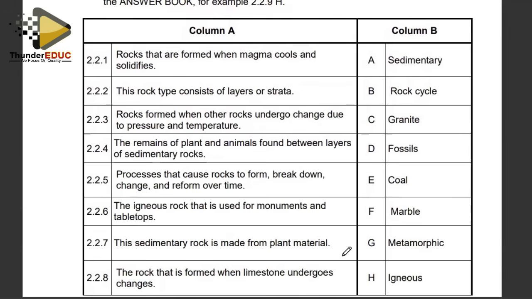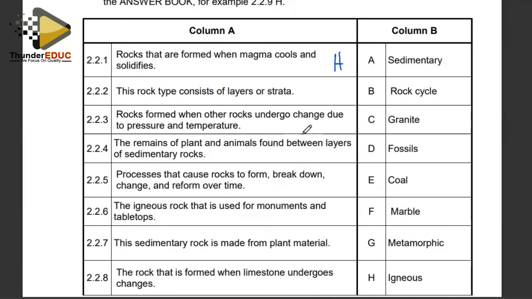Right. Number 2.2. It says rocks that are formed when magma cools and solidifies. What kind of rocks are those? Those are typically igneous rocks. The igneous rocks form due to volcanic activity. They form from the hot liquid rock from the interior, from the mantle, as the hot liquid rock finds its way either within the Earth's crust or out of the Earth's crust as an extrusive feature. They solidify, they give us igneous rocks.